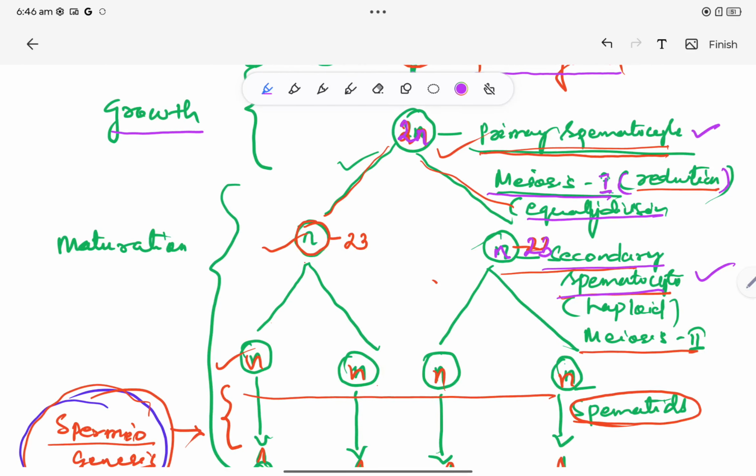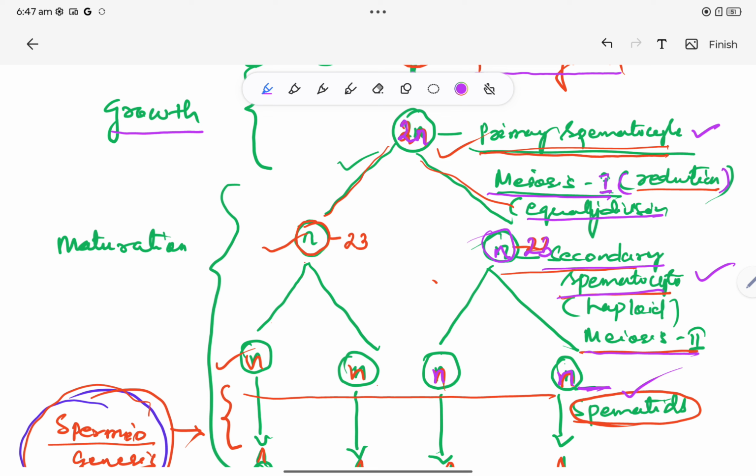Now this secondary spermatocyte, which is haploid, undergoes meiosis 2. And as you know, in meiosis 2, there is no reduction of chromosomes because the chromosome number is already reduced to half. So the number of chromosomes will remain as it is. So it is an equational division. So a single secondary spermatocyte produces two spermatids. These structures are known as spermatids.